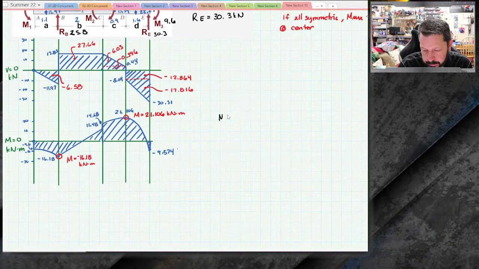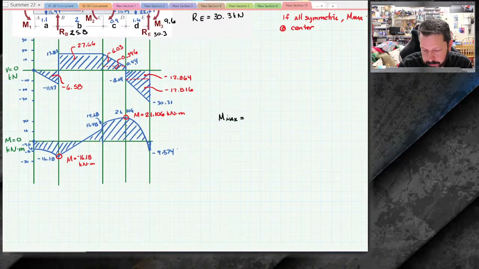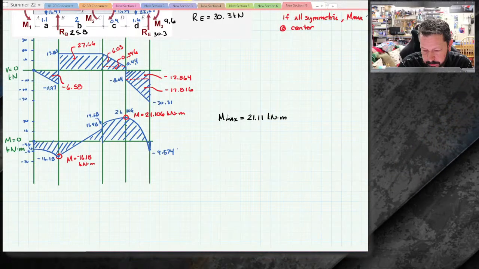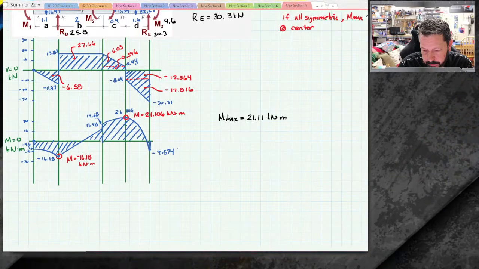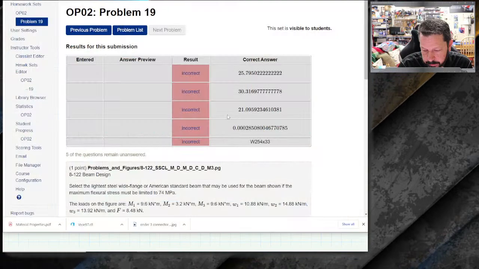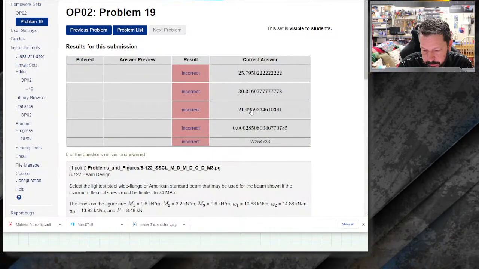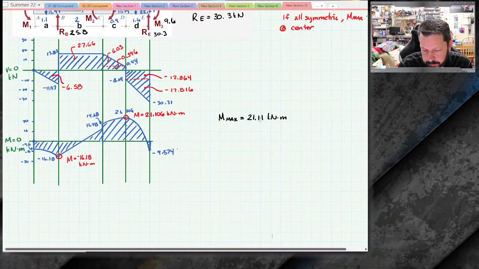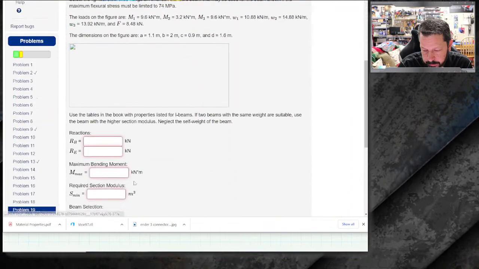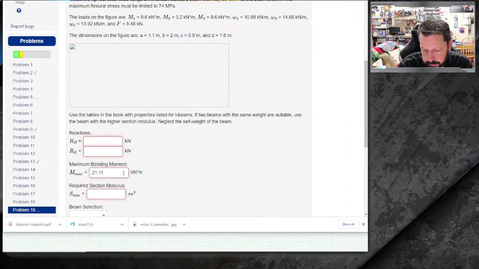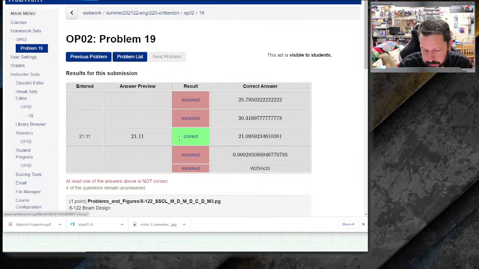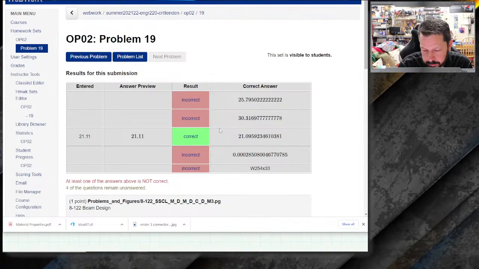We just need M max, hopefully. I wonder if we can check this. M max is 21.11 kilonewton meters. Now we've rounded many times between where we started and here, so I don't know how much WebWork is going to care for this. Well, there it is right there, the 21.09. That's our 21.11. So we did round enough to be off. WebWork probably is not happy with that. Let's see. Actually, it was okay. Maybe this problem has a little bit extra tolerance associated with it.